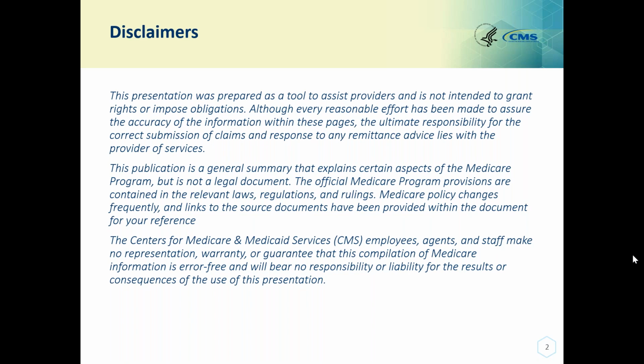As we said, this presentation, as always, is not a legal or binding document. This is just a presentation of a summary of all information we have available in the resource library. So we hope that you'll take the time to learn about that information by going to qpp.cms.gov. Next slide, please.